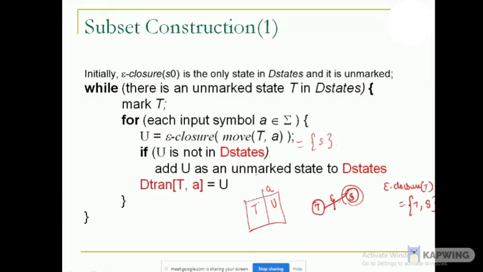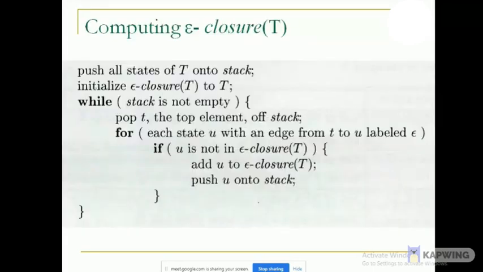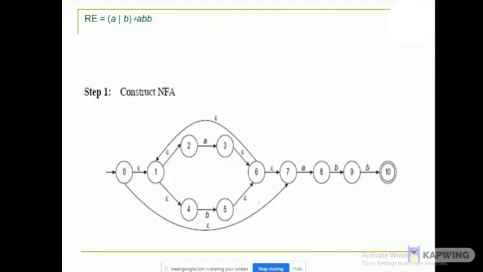Likewise, you have to find all the epsilon closures, and in computing the epsilon closure of T, you have to use a stack. I will explain that with an example and then we will come back to this algorithm. So this is the NFA already constructed from this regular expression.